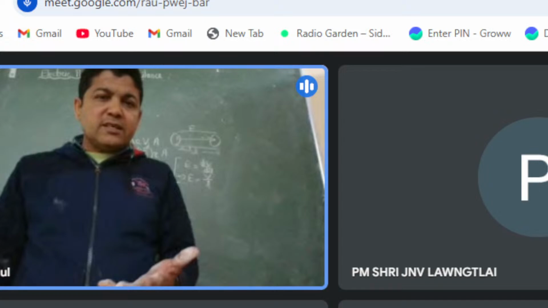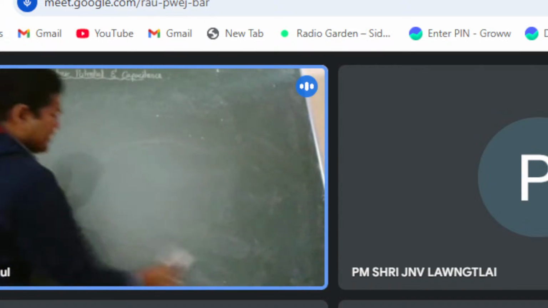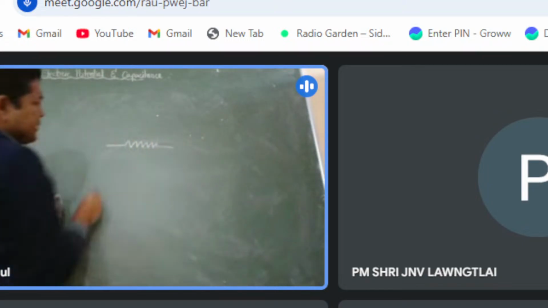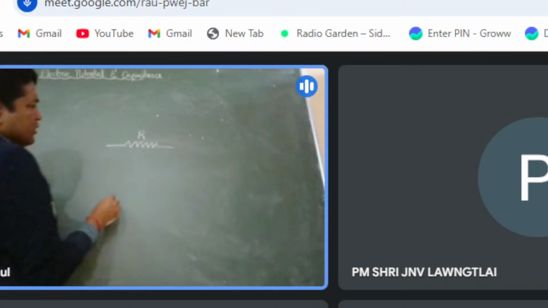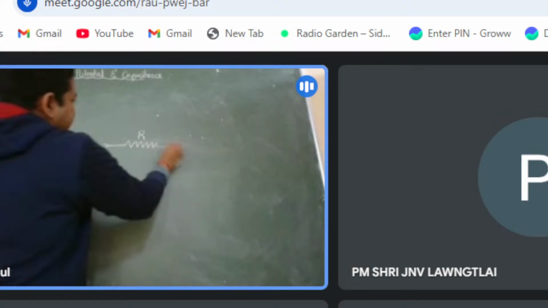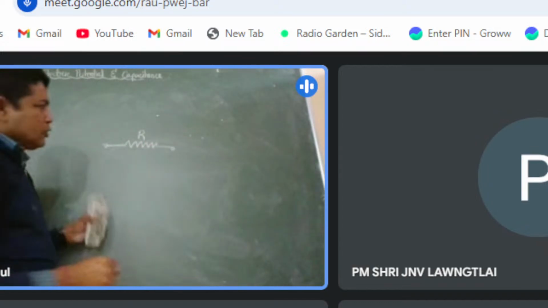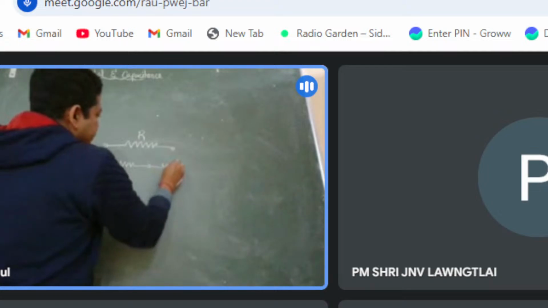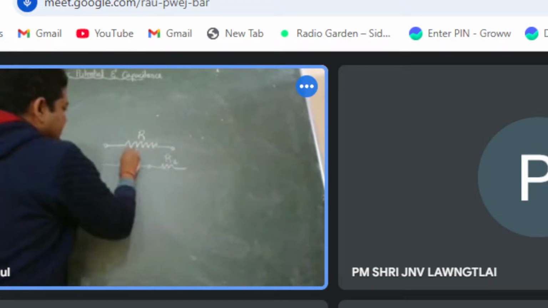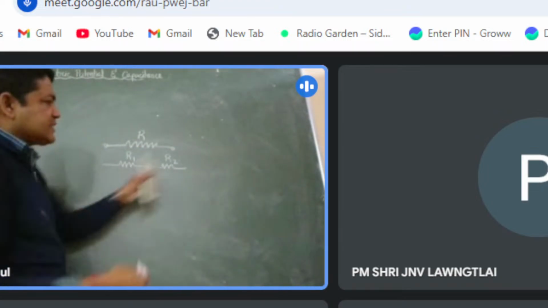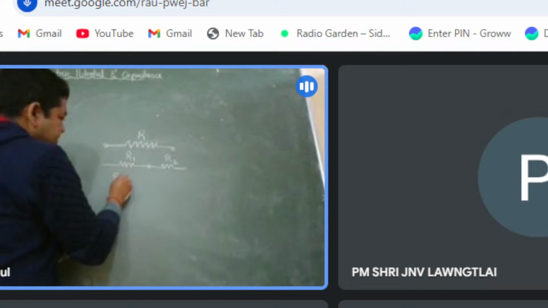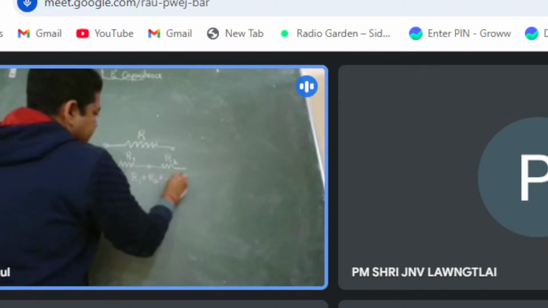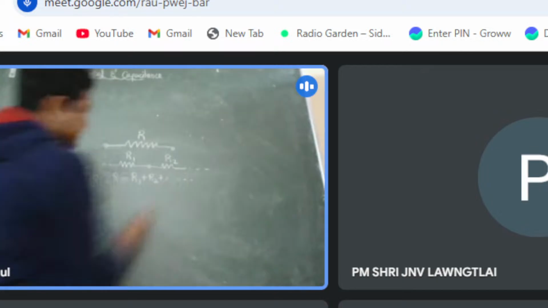So that resistor is denoted by the symbol like this one. This resistor is denoted by the symbol this one. So R means it is a conductor having resistance R. So when two or more resistors are connected in series, the net resistance is the sum of all these resistances.